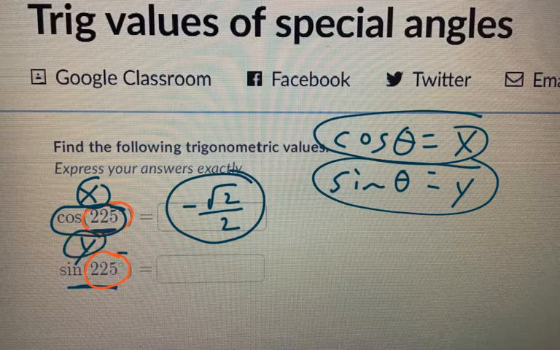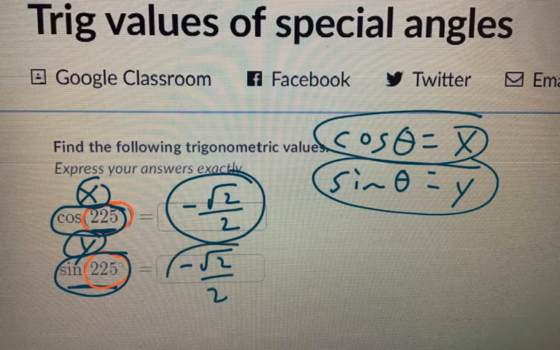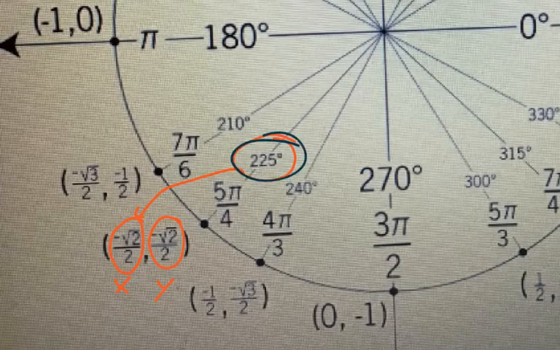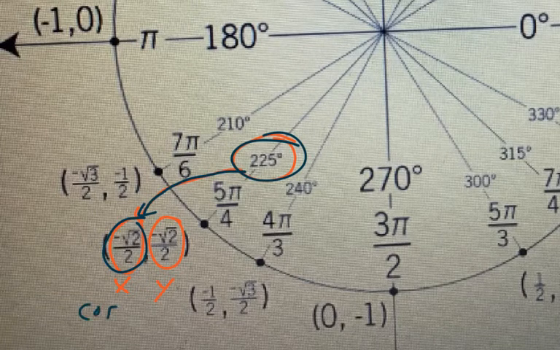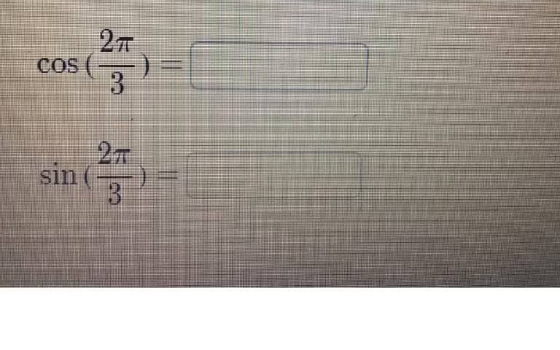Y, again, is your sine of 225. So when they ask for the sine of 225, you're going to say again, it's negative square root 2 over 2. How did I do that? I look for the angle. Then I look for my x for cosine. I look for, right here, the y I know is my sine. X is cosine, y is sine. It's that simple.